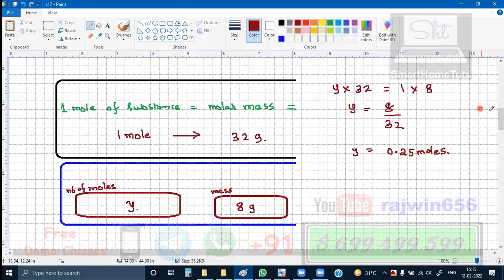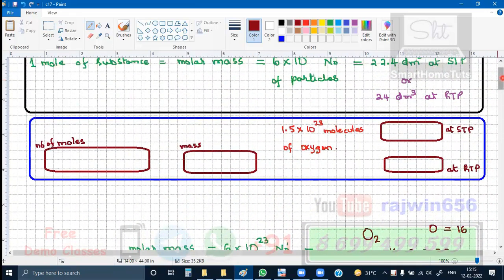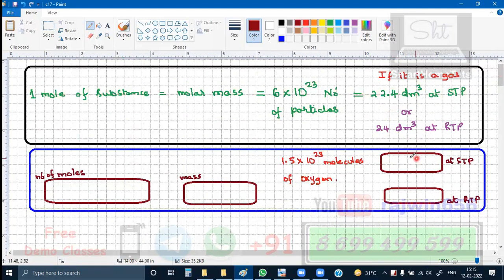Now the last part of the calculation, we are supposed to calculate its volume at STP and its volume at RTP. What is STP, sir? Standard temperature and pressure. This is what I told you in my last class. So at STP, for 1 mole, the volume is 22.4 dm cube. Now we have just now calculated number of moles. So for 0.25 moles, the volume is going to be how much? This is what we are going to cross multiply.